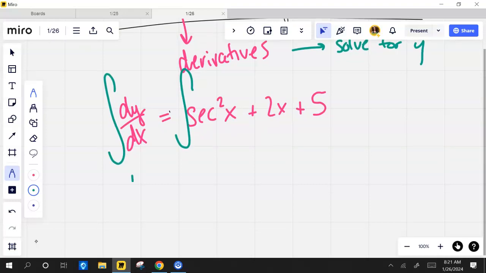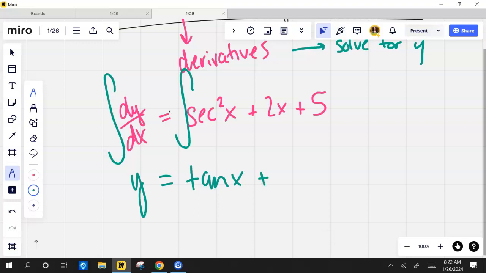All right, so this would give me y equals, and now I do the antiderivative of each piece. What's the antiderivative of secant squared? No, it's not secant. It's tangent. The derivative of tangent is secant squared. So the antiderivative of secant squared is tan. Everybody was saying something different.